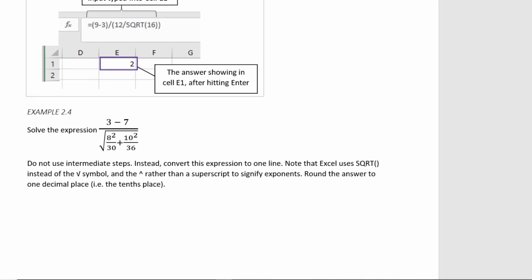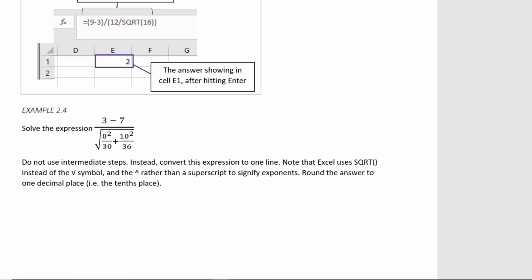Turning to example 2.4, we are faced with another expression. Solve the expression 3 minus 7 over, then you have a square root, and that square root contains 8 squared divided by 30 plus 10 squared divided by 36. So notice that entire quantity, 8 squared divided by 30 plus 10 squared divided by 36, is under the square root. So all of that has to be contained within the square root.